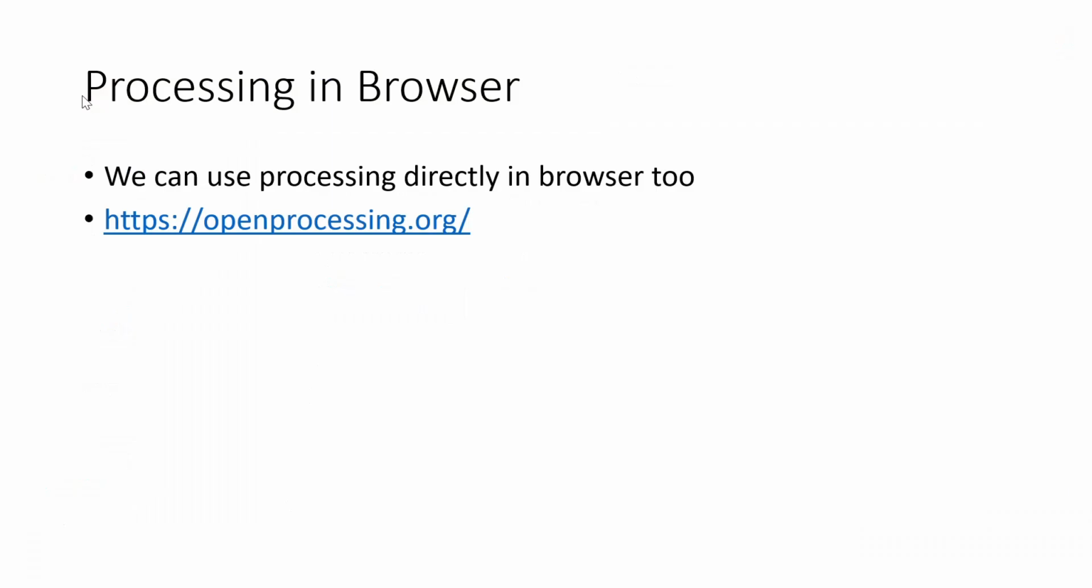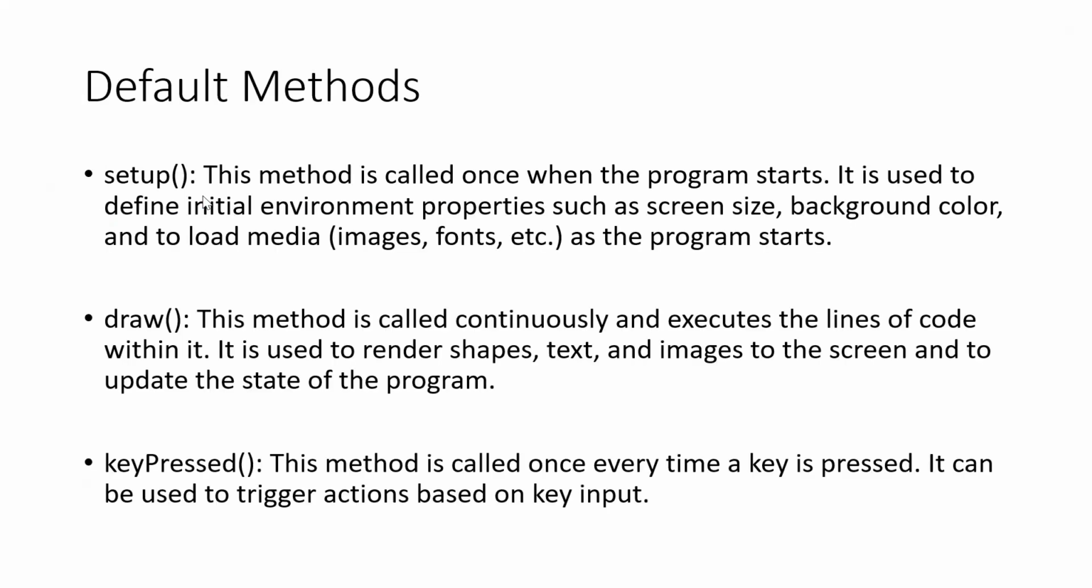So we are on the current slide. For default methods in Processing, we have the setup method. The method is called once when the program starts. So when you start the Processing logic, you need to call this setup method. It is used for defining environment properties such as screen size. Very important, in which screen size you're working, you need to mention it, and to load images and fonts. So if you're dealing with different kinds of images or fonts, you can use it.